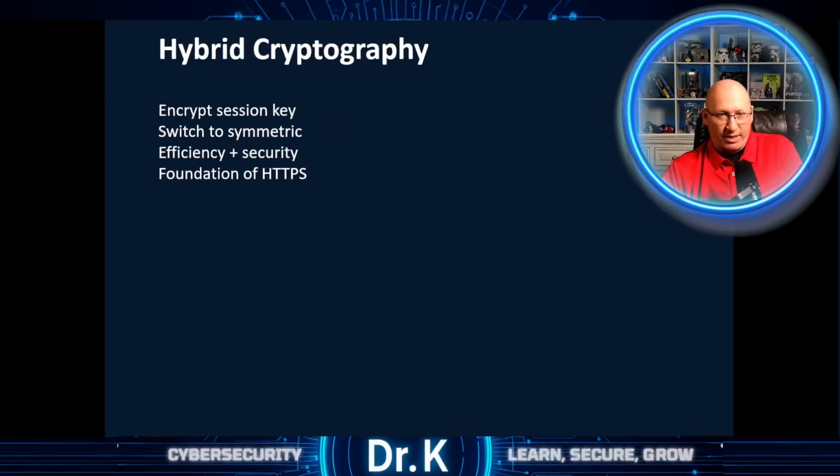In a typical secure session, Alice generates a random symmetric session key. She encrypts that session key using Bob's public key, and Bob decrypts it using his private key. Now both parties share a symmetric key that no eavesdropper can recover. From that point forward, they switch to fast symmetric encryption for the actual data transfer. This hybrid design powers HTTPS as well as many other protocols.